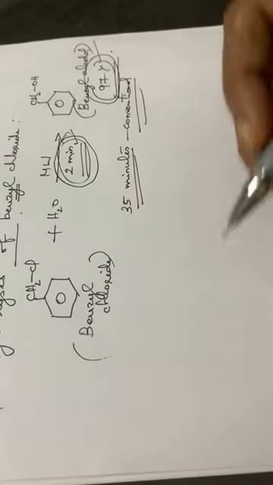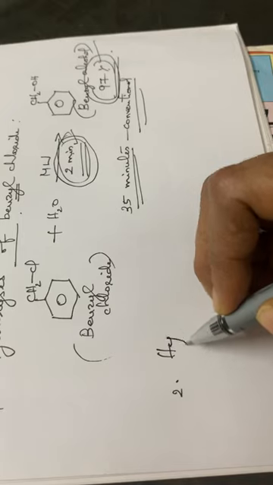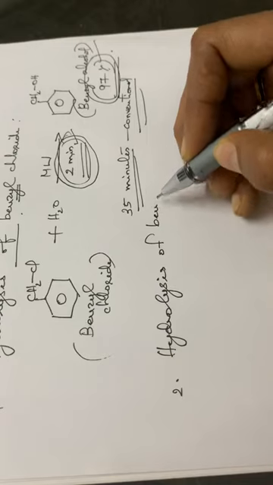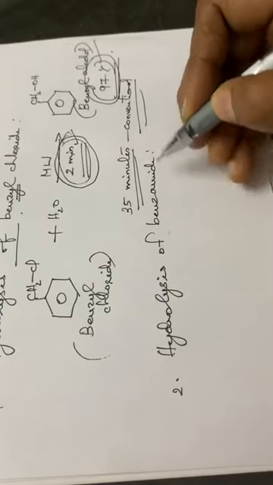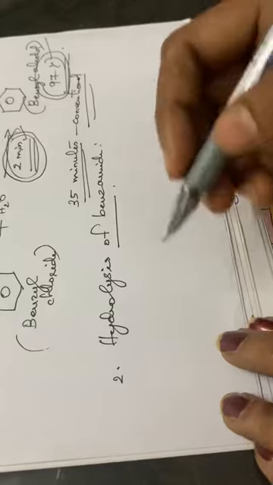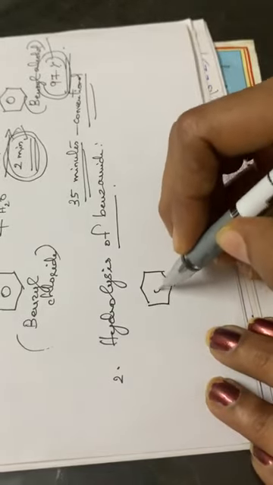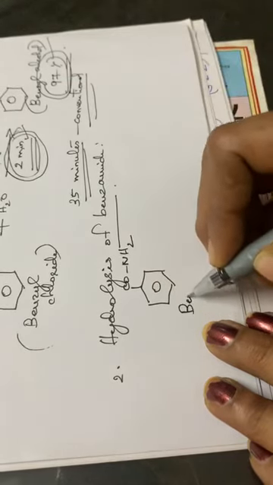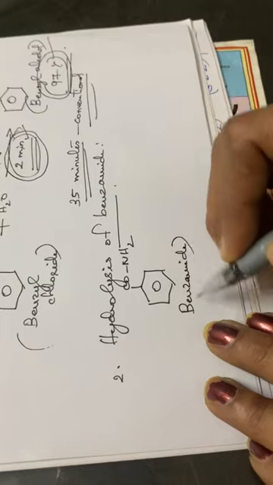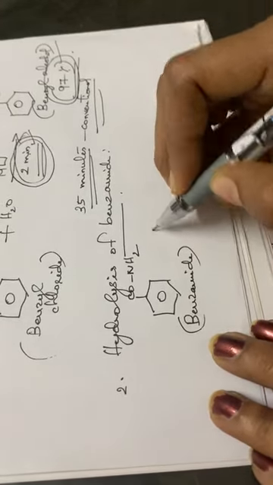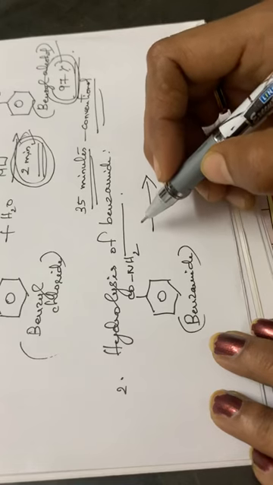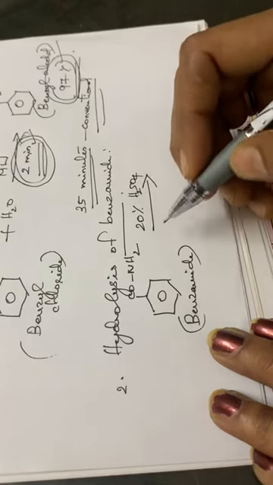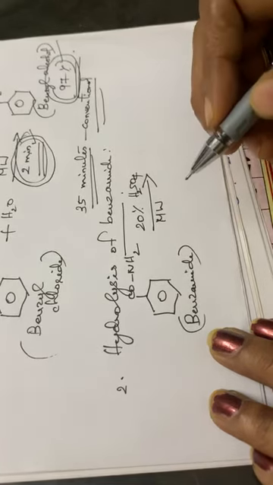So the next example is the hydrolysis of benzamide. See here, the formula of benzamide is C6H5CONH2. I think you all know the formula also. C6H5CONH2, benzamide, in the presence of 20% sulfuric acid, and this is also a microwave assisted synthesis.